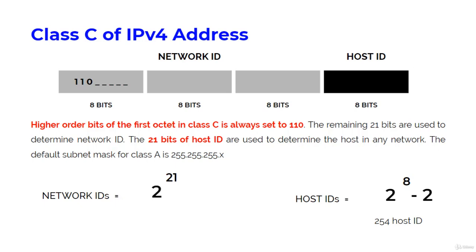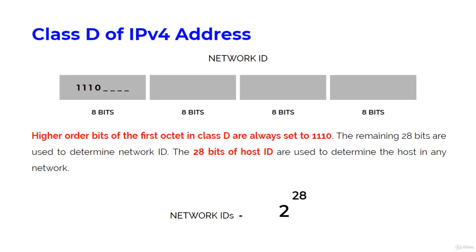IP addresses belonging to class C are assigned to small sized networks. The network ID of class C is 24 bits long and the host ID is 8 bits long. Therefore, the available hosts are 2 raised to 8 minus 2, which is 256 minus 2, that is 254 host IDs available for class C. The higher order bits of the first octet of a class C IP address are always set to 110. The remaining 21 bits are used to determine the network ID. The 8 bits of host ID are used to determine the host in any network. Therefore, the default subnet mask for class C is 255.255.255.x.